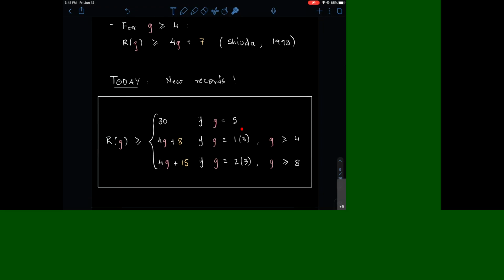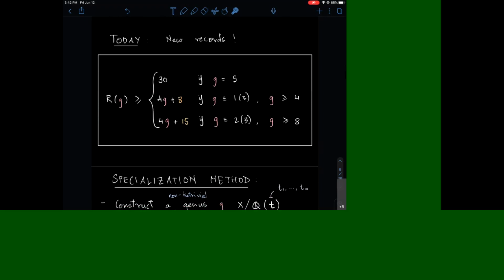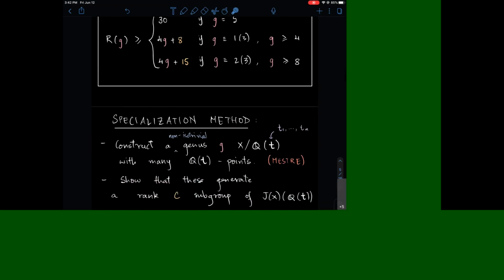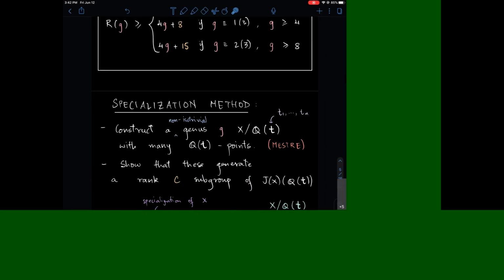bounds. So for genus equal to 5, we can improve this to 30, which is 4 times 5 plus 10. For genus at least 4, which is congruent to 1 mod 3, we can improve this 7 over here to an 8. And for genus at least 8, which is congruent to 2 mod 3, we can improve this 7 to a 15. Cool. So let me just quickly outline the game we're going to play.